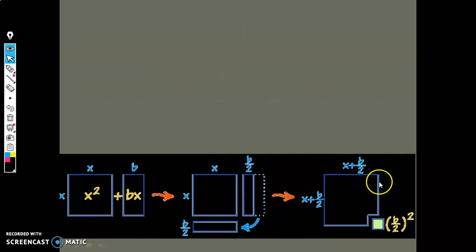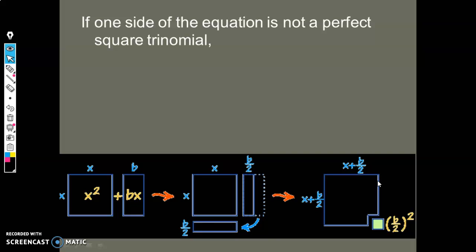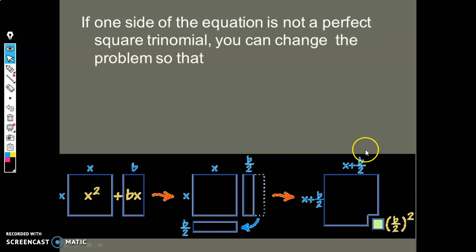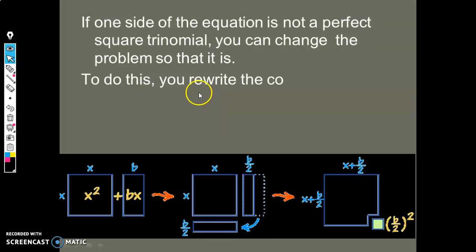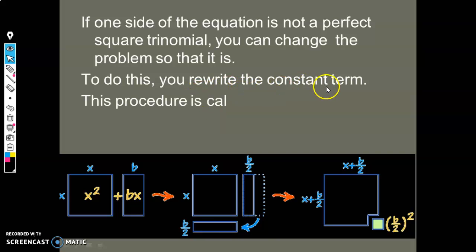However, if it's not a perfect square trinomial, we have to do something, and this is what is called completing the square. Okay, you are basically changing the constant term to make it into something that's factorable, and that is called completing the square. Okay, so the first step in doing this process is just to isolate the x squared plus bx part.